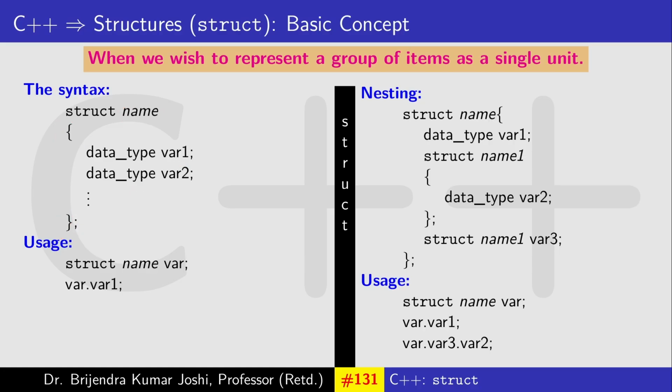Now, how to make use of them? Struct name. Here we have declared a variable of what type? Struct name. This can be referred to as a user defined data type. And how to access a variable inside the structure? So the name of the struct variable, dot, followed by whatever variable we want to access, terminated by a semicolon.